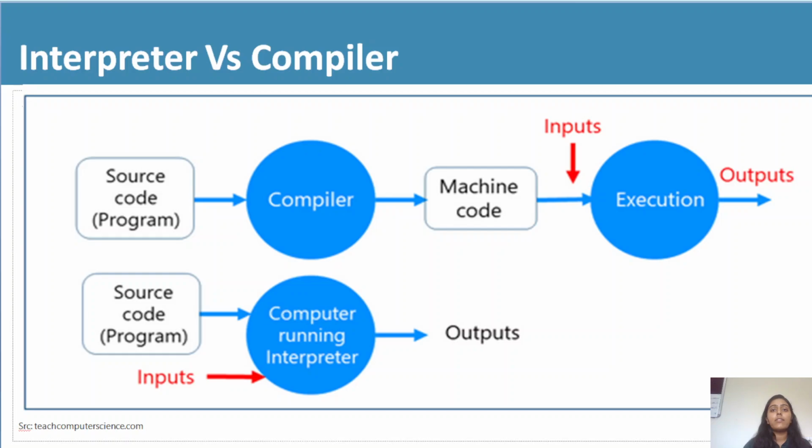Now, interpreter versus compiler. What is the difference between interpreter and compiler? For a compiler, first we have source code, that is known as the program. We give it to the compiler. The compiler converts that source code into machine code. Then the machine code is our input, and then execution, then we find the outputs. Now what is an interpreter? Source code or program is our initial input which we give to the computer. Running the interpreter provides us the output.